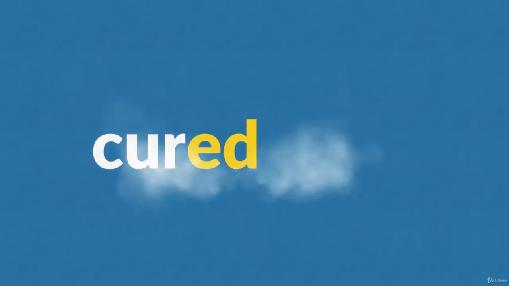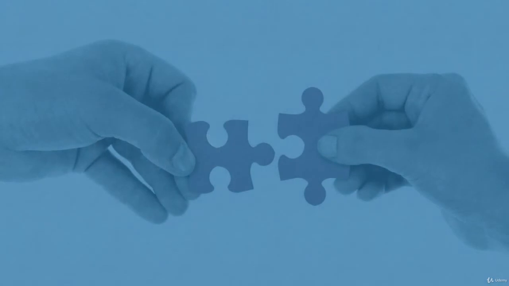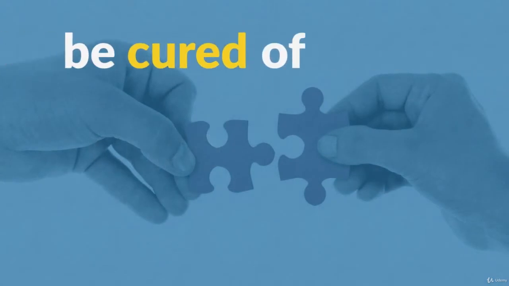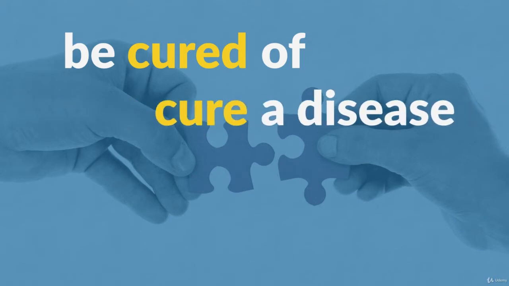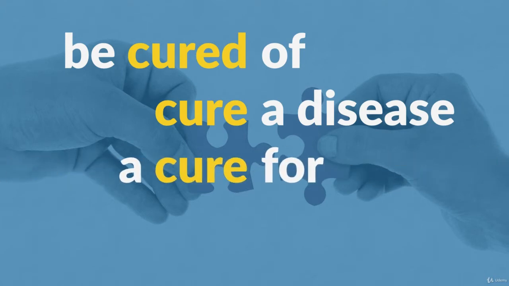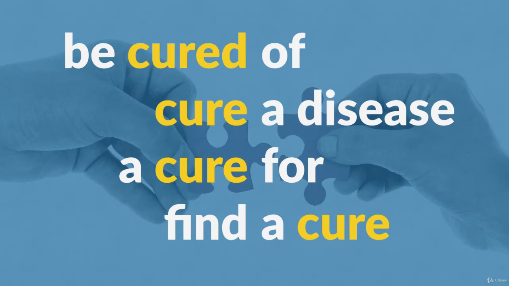So for the verb, cures, so he cures, it cures, curing, cured. And some collocations, you can be cured of. So this is a verb form. Here's another verb form. You cure a disease. And here are some noun forms. A cure for, so a cure for diabetes, a cure for cancer, and you can find a cure.